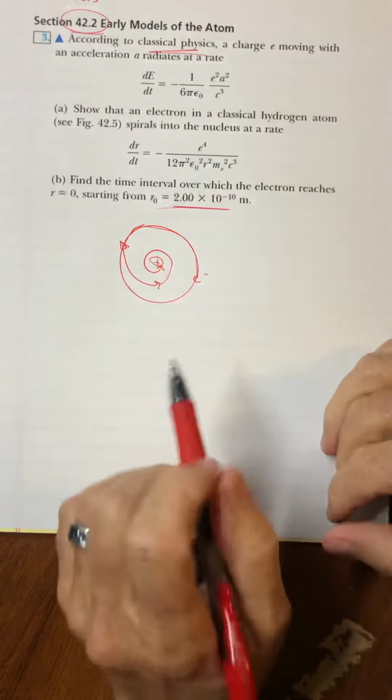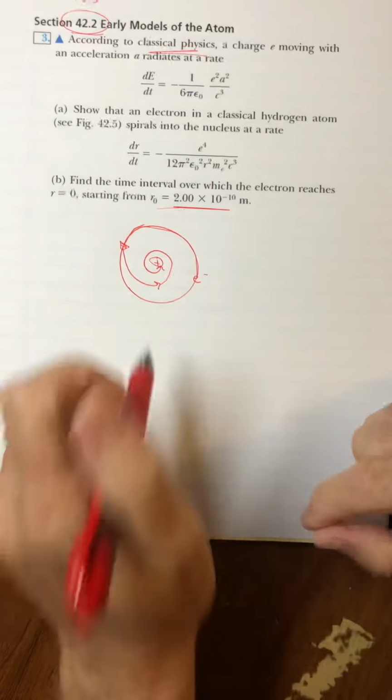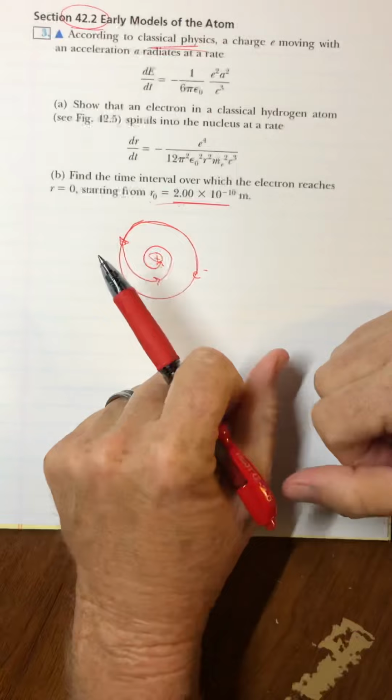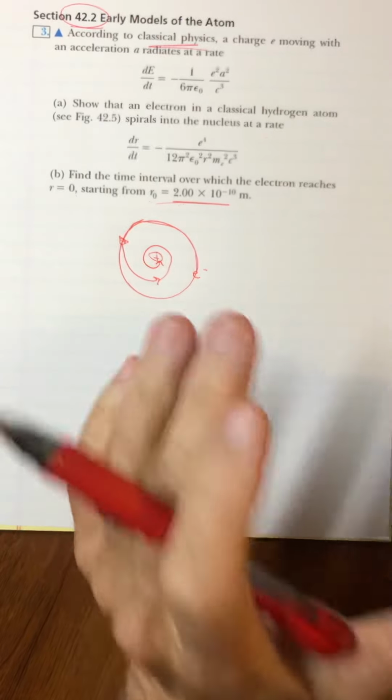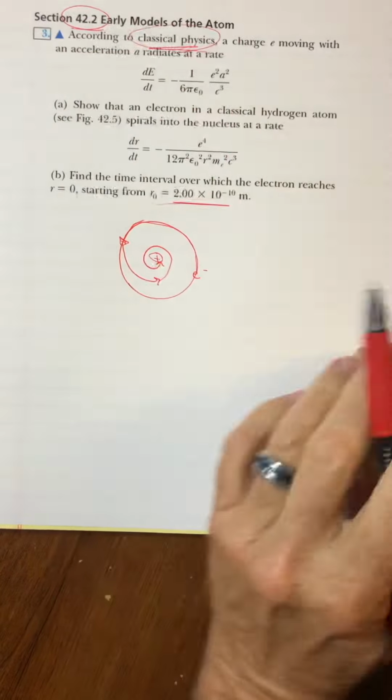According to classical physics, atoms can't exist. If they start at this radius, they would spiral in and disappear within a billionth of a second. And we know that doesn't happen. So we know there's something incomplete about our classical physics.